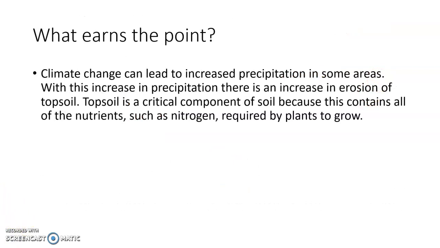Let's look at what earns the point. Here's an example. Climate change can lead to an increase in precipitation in some areas. With this increase in precipitation, there's an increase in erosion of topsoil. Topsoil is a critical component of soil because it contains all of the nutrients, such as nitrogen, required by plants to grow. Let's break that down. We've got an increase in precipitation. Here we're relating that back to climate change.